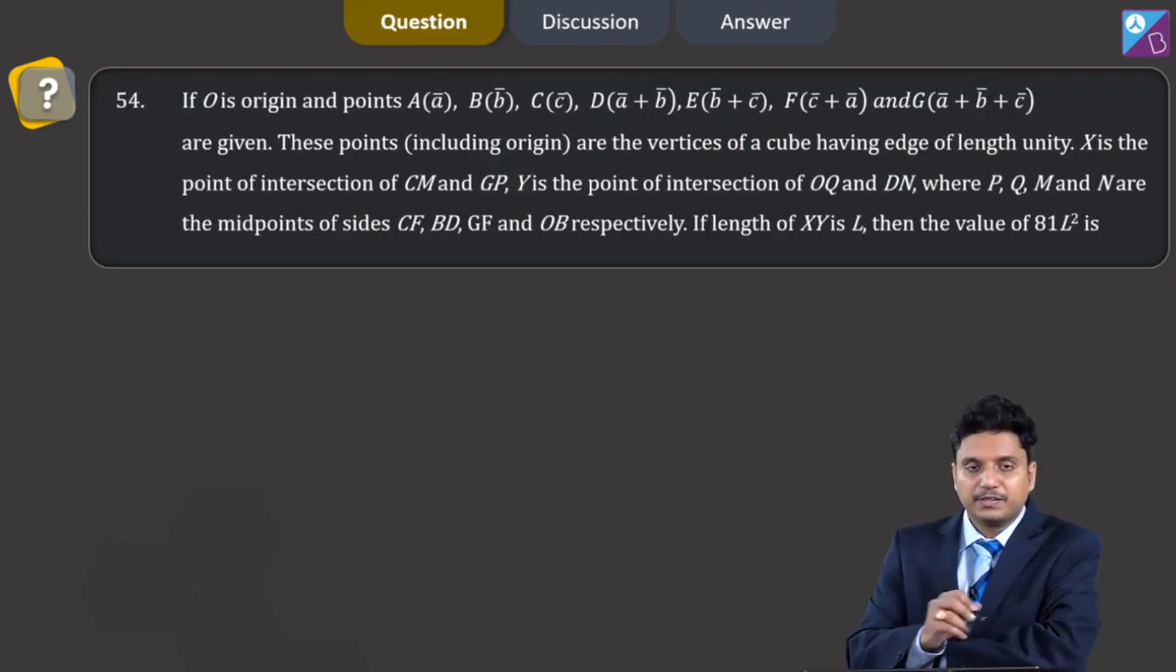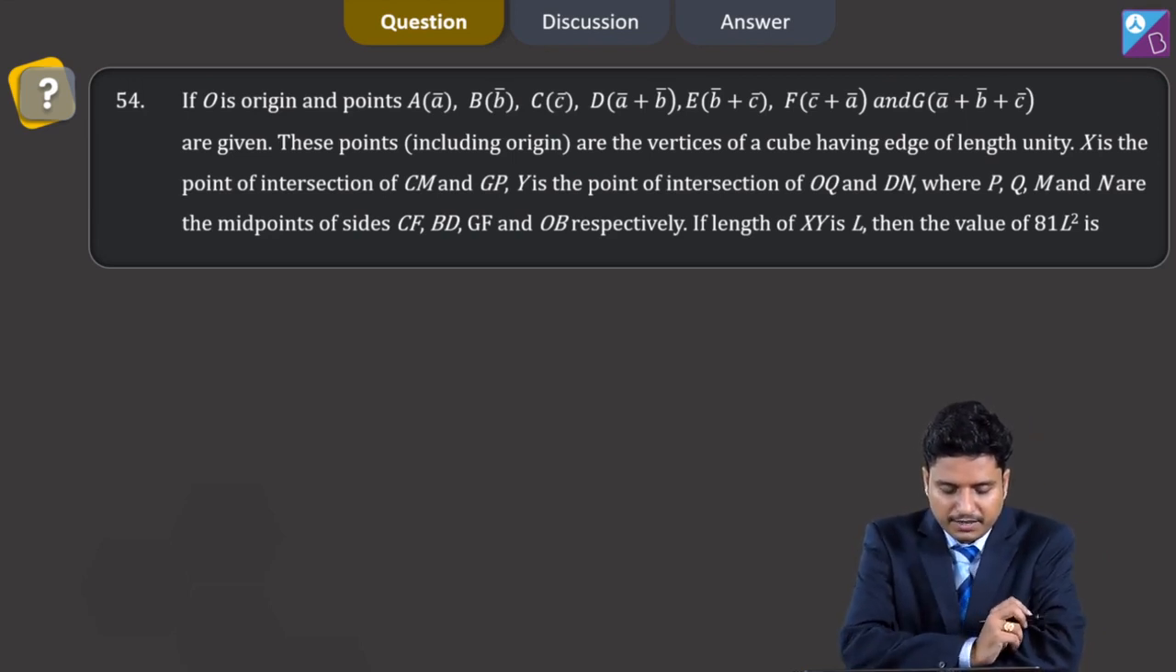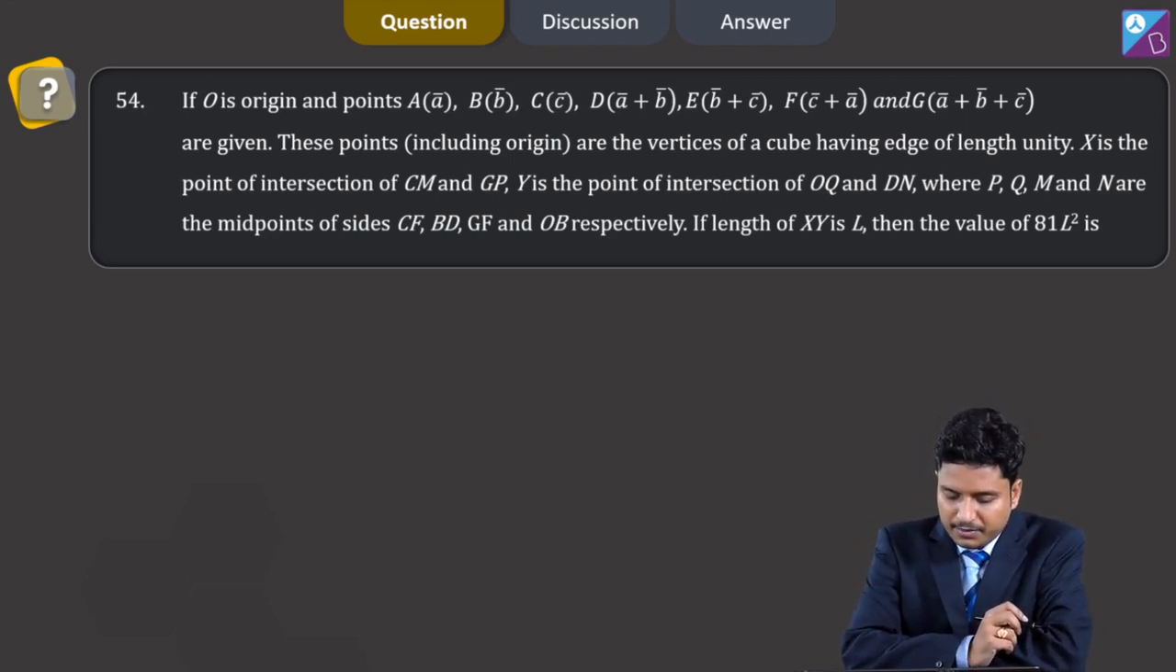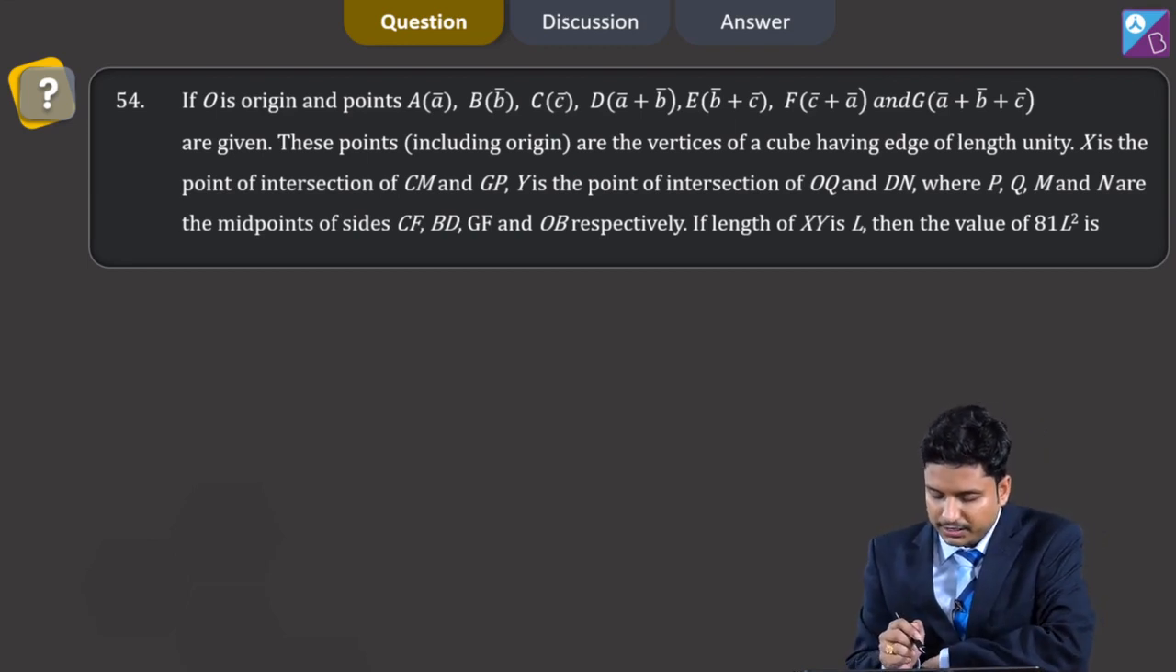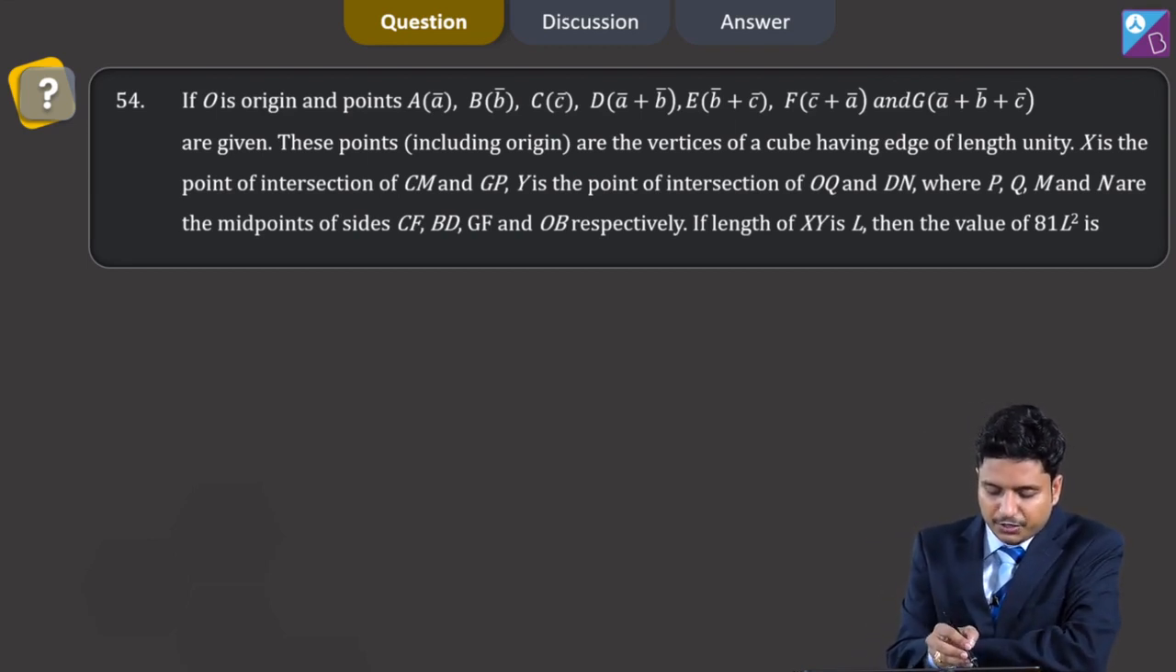Now the last question, question number 54: if O is origin and points A, B, C, D, E, F and G are given, these points are the vertices of a cube having edges of length unity. X is the point of intersection of CM and GP, Y is the point of intersection. Okay, so first of all we should try and develop a cube over here.